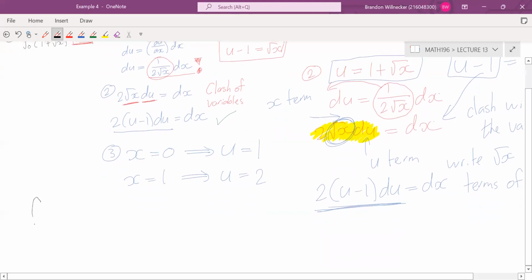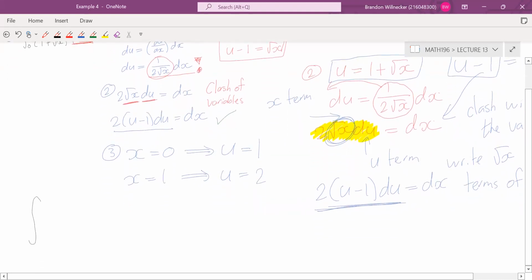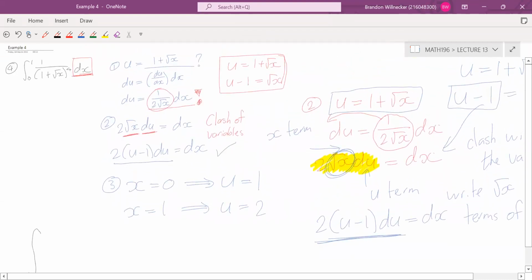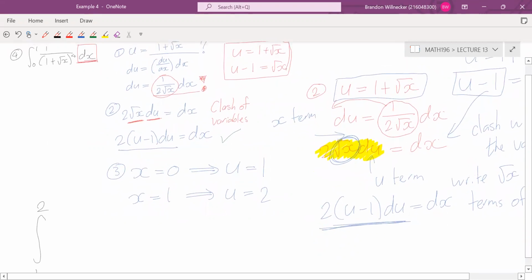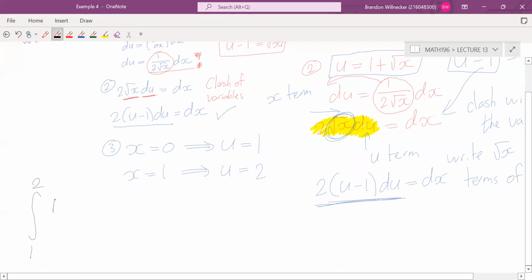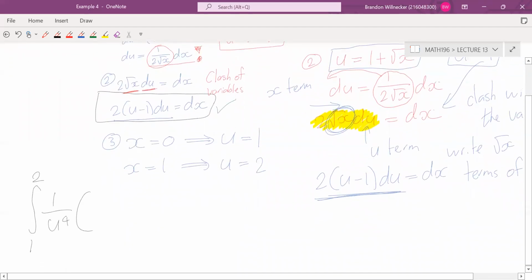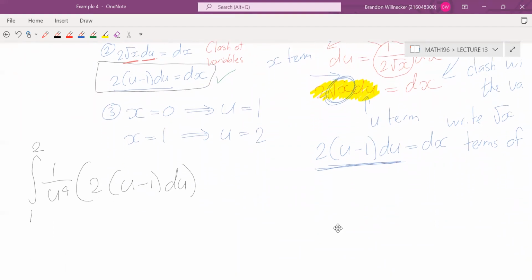So let's write out our new integral. So the old lower bound was 0. The new lower bound is 1. The old upper bound was 1. The new upper bound is 2. And then 1 over 1 plus root x to the 4. Remember, 1 plus root x is now going to be u. So it's going to be 1 over u to the 4. And then dx, we just look here. dx is going to be 2 times u minus 1 du. Okay, so I've just substituted everything in.